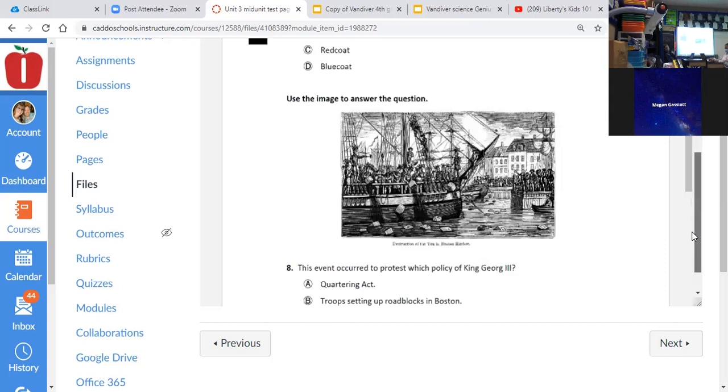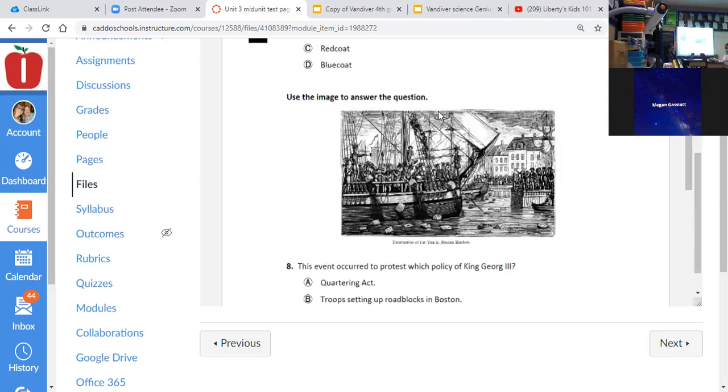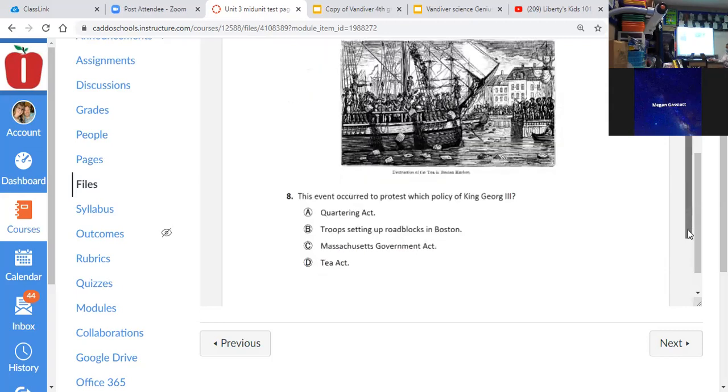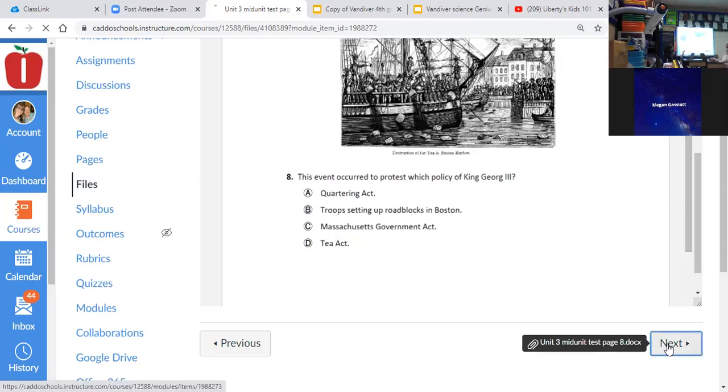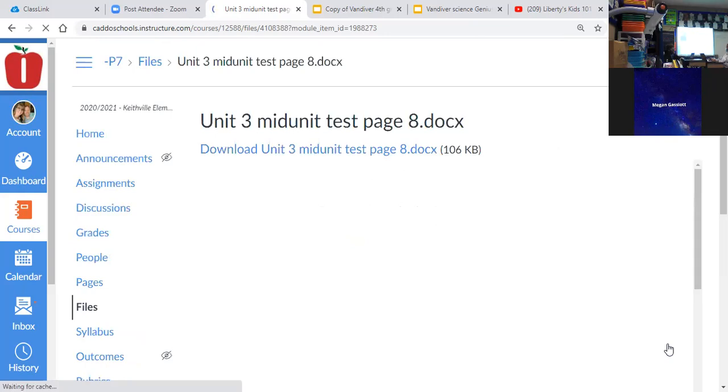All right. Recognize this image, guys? Those were colonists dressed up as Native Americans. This event occurred to protest which policy of King George III? Quartering Act, troops setting up roadblocks in Boston, Massachusetts Government Act, or Tea Act? D. Troops setting up roadblocks in Boston. Yes, that looks like roadblocks, definitely roadblocks in the water.